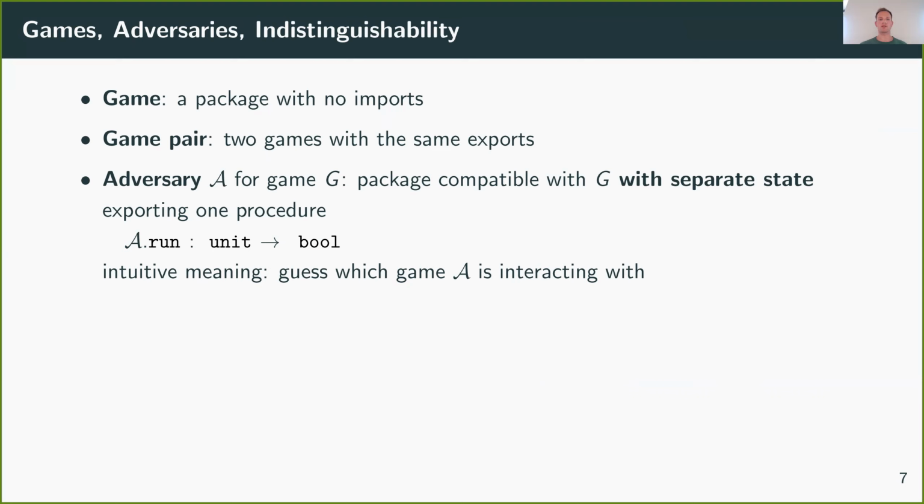We consider security for closed packages that perform no calls to unknown imported code. And an adversary is a package importing the procedures implemented by a game G and exporting a run procedure. This time it is crucial that the only way in which the adversary interacts with G is by calling its exported procedures. In particular, the adversary cannot directly inspect the state of G.